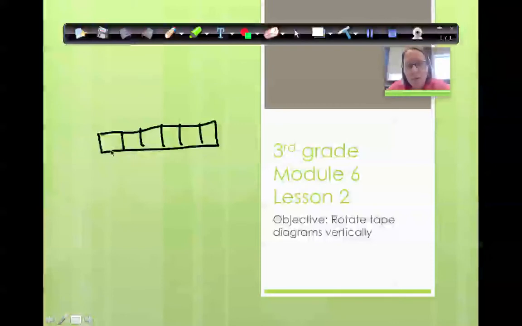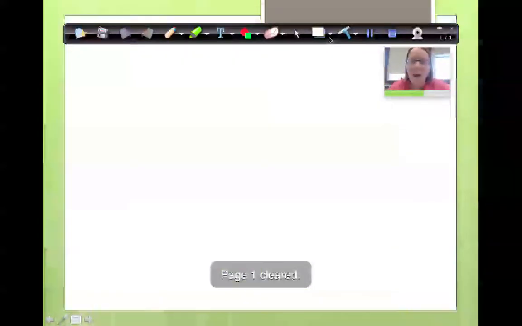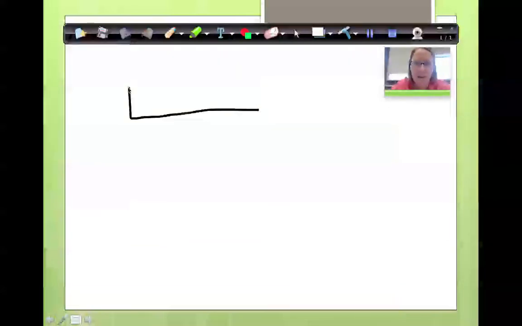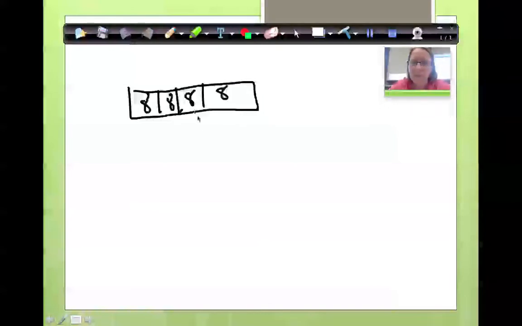Okay, so normally we're going to do our tape diagrams this way. Now we're going to rotate them, and now we're going to do them this way. That's all that means. Okay, first things first. When you see a tape diagram of this, what does that tell you? What does that make you think of? That should make you think of 4 times 8, which would equal 32.